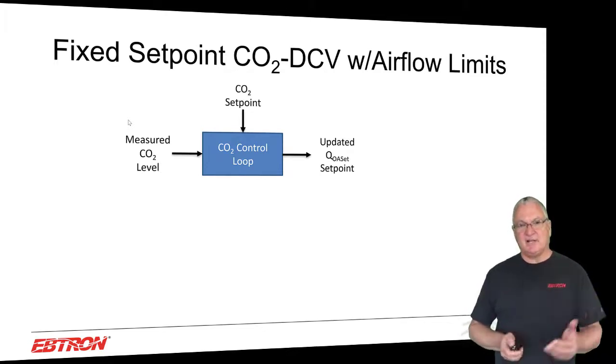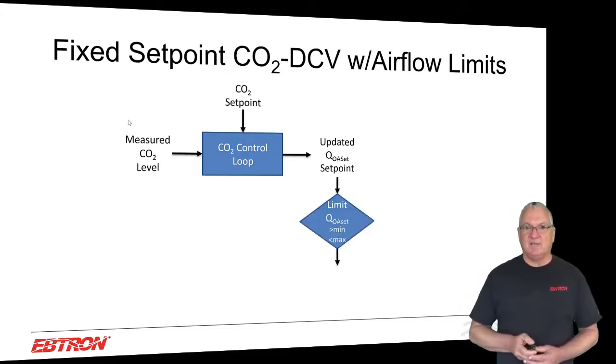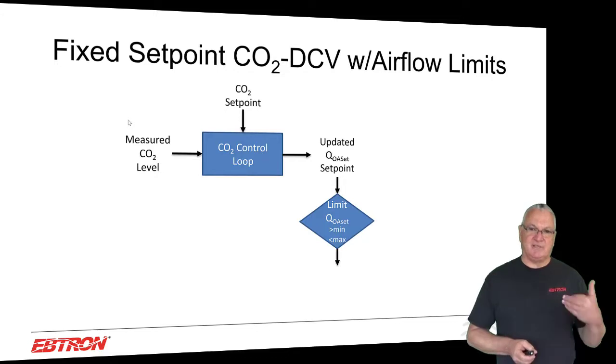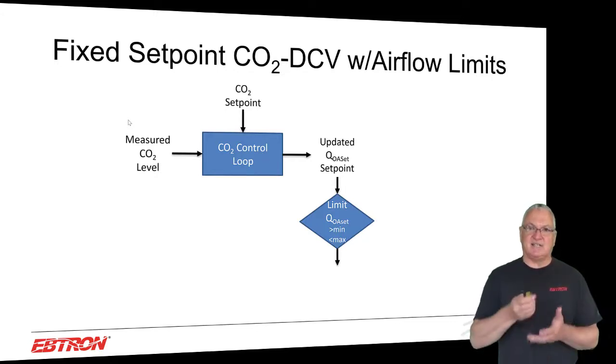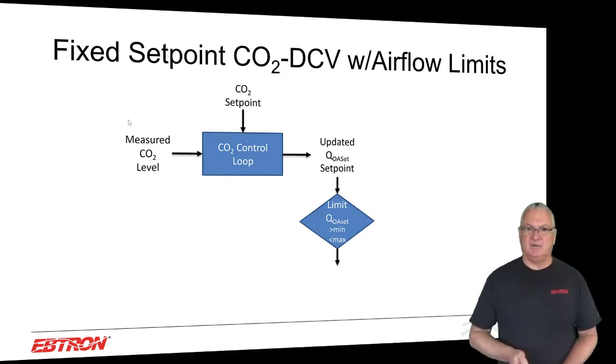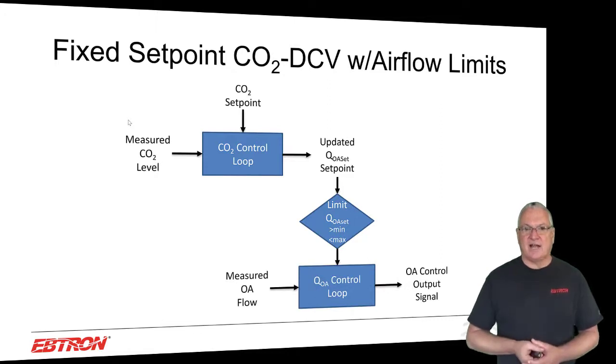Okay, so now we have this updated outdoor air set point. Again, we're going to set our limits. If it's below the min, we're going to set it to the min. If it's above the max, we're going to set it to the max. And if it's anywhere in between, you get the modulation in between. And that goes into your outdoor air control loop again, where you measure the outdoor air, and the output signal of the control loop goes to whatever your control strategy is. It could be as simple as modulating a damper. It could be more complex.